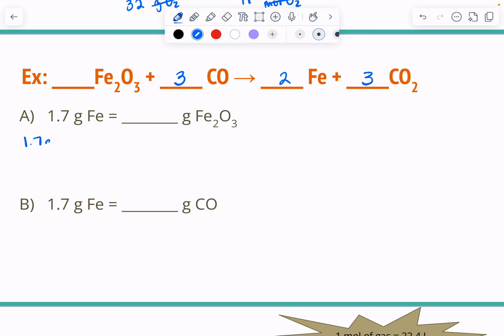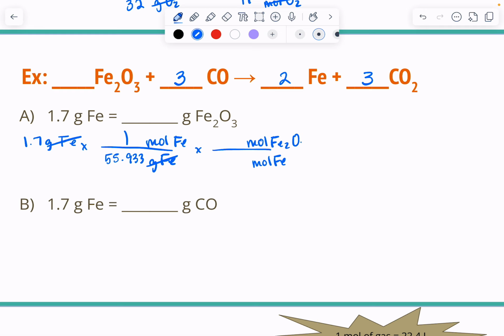So we're starting with 1.7 grams of iron, and we want to convert grams of iron into moles of iron. So taking a look at your periodic table, we see that 1 mole of iron is going to be 55.933 grams. From here, we're going to use our mole ratio to go from moles of iron into moles of iron oxide. This is going to be a 1:2 ratio. Moles of iron is going to cross out, and our next step is going to be going from the moles of iron oxide into grams of iron oxide.